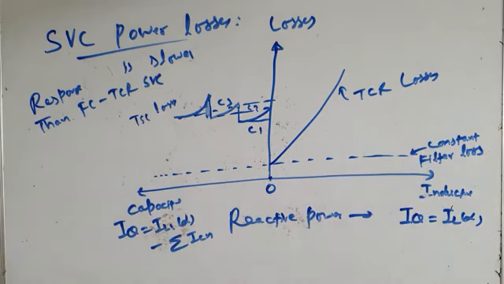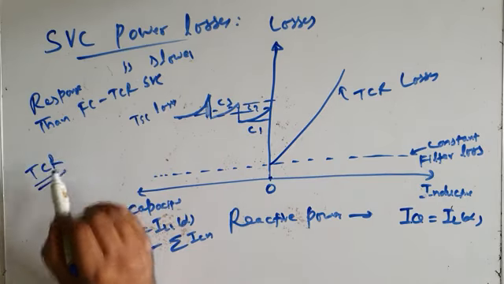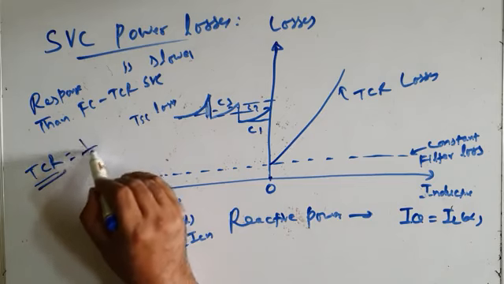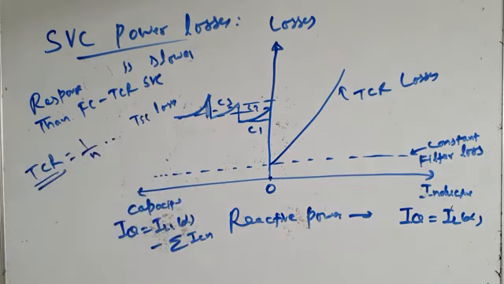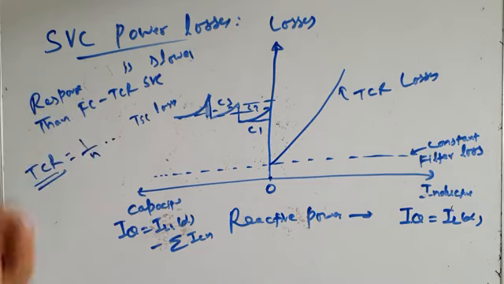So that's all about this type of SVC. So therefore this is the most preferred type of SVC. Its cost is minimum of all the SVCs, because the TCR rating is lowest in this case. The rating of TCR is 1 by n times the total SVC rating. Whereas in FCTCR SVC, the rating of TCR is greater than the rating of the fixed capacitor banks.